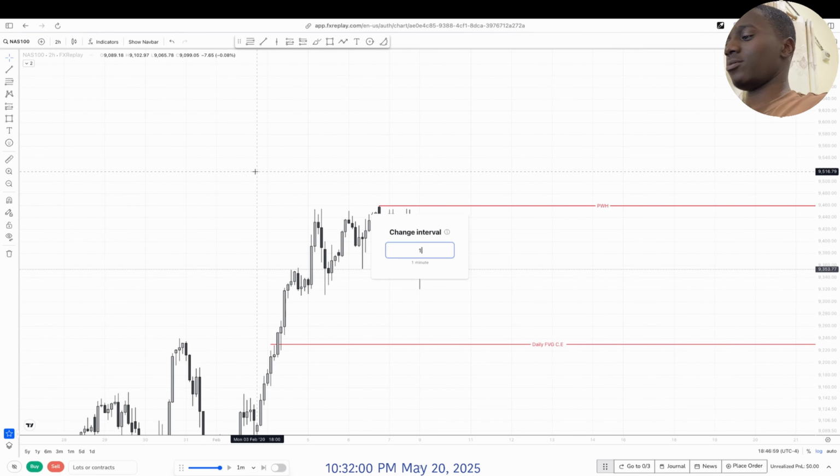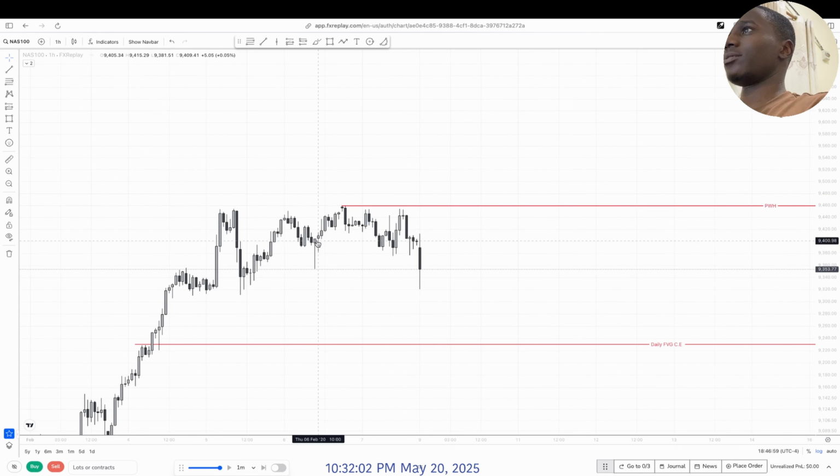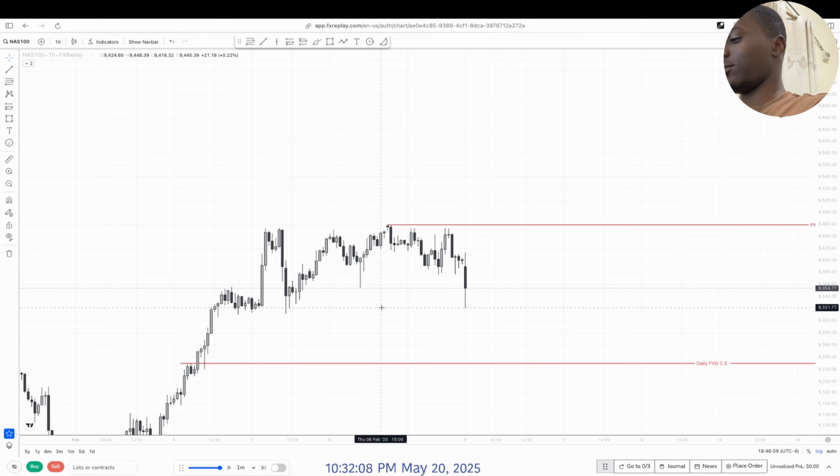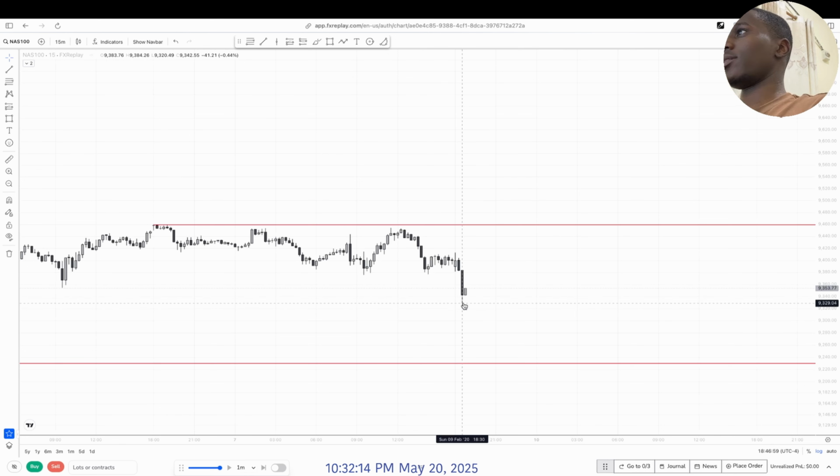Okay, so let's go to the 1 hour now. So quite a small range. We might have a market maker sell model until we reach this daily consequent encroachment. 15. Let's now wait for the open.